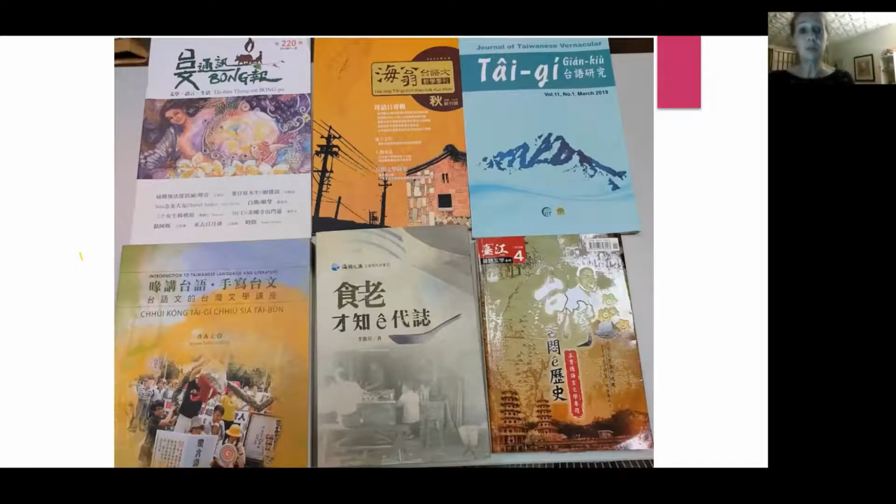The one next to it is one of the Taiwanese textbook series. Then the Taigi is currently a journal that publishes in English, in Mandarin, and in Taigi, and in romanization and in characters on topics related to Taiwanese, to Taigi. And then below, in the middle, is a poetry series.